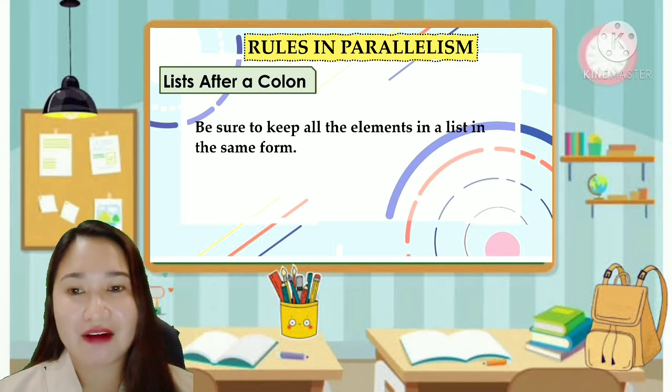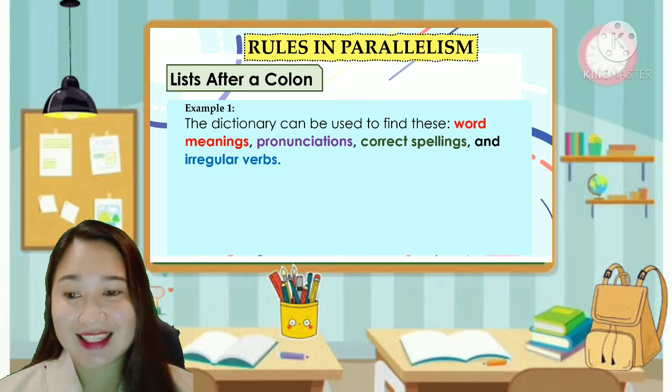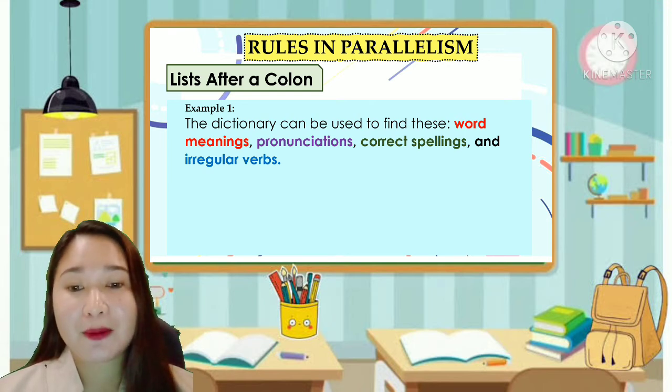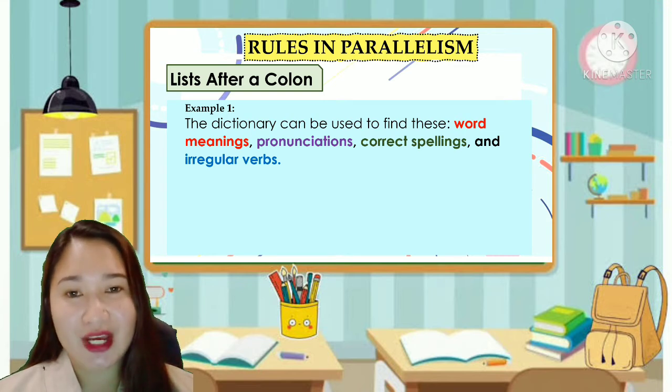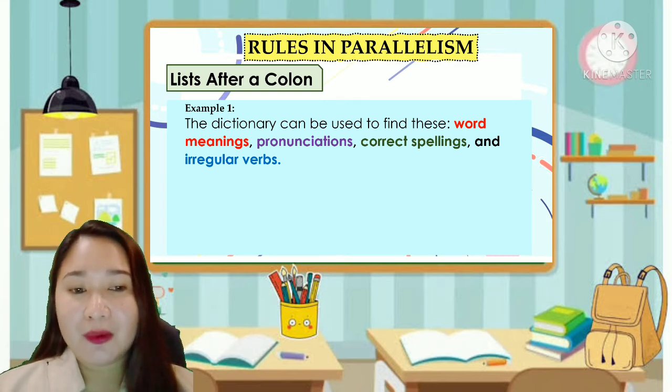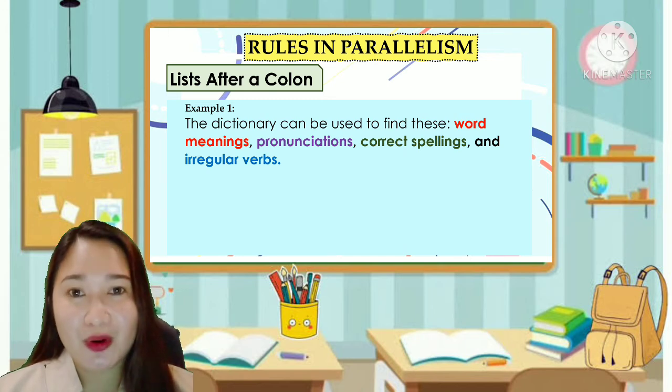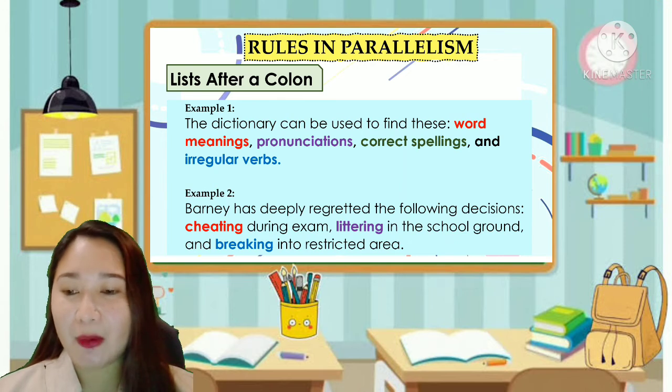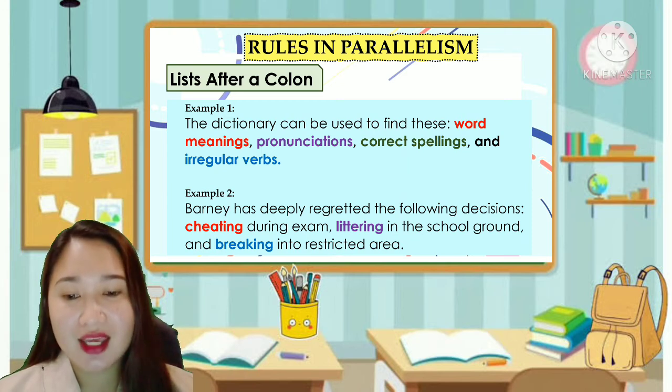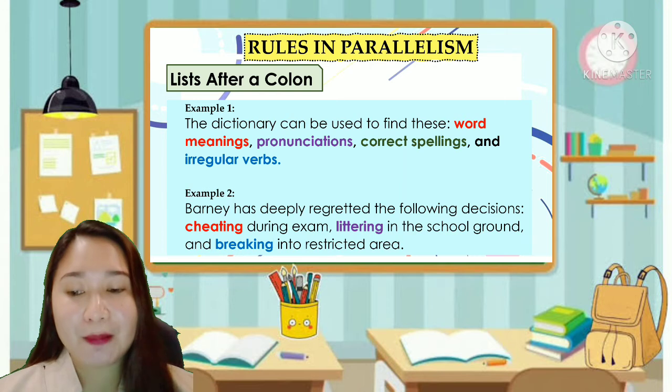In terms of lists after a colon, be sure to keep all the elements in a list in the same form. Example, the dictionary can be used to find these: word meanings, pronunciations, correct spellings, and irregular verbs. The words in red, purple, green, and blue are all examples of nouns. For our next example, Barney has deeply regretted the following decisions: cheating during the exam, littering in the school ground, and breaking into restricted area. The words in red, purple, and blue are examples of gerund.